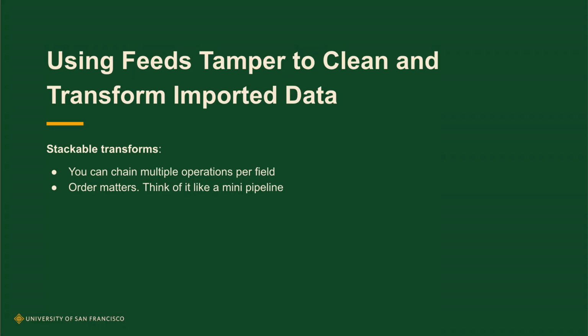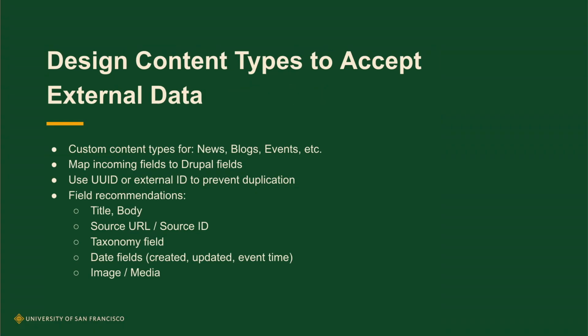This slide just describes how you can layer up tamper filters to work together to manipulate the data that comes in. So the question is, of course, when you're going to consume data from different sources within a university system, for us as a university, with any complex array of data sources, you're going to need to design your content types in a certain way. Those content types have to be ready to take the data that's coming in.